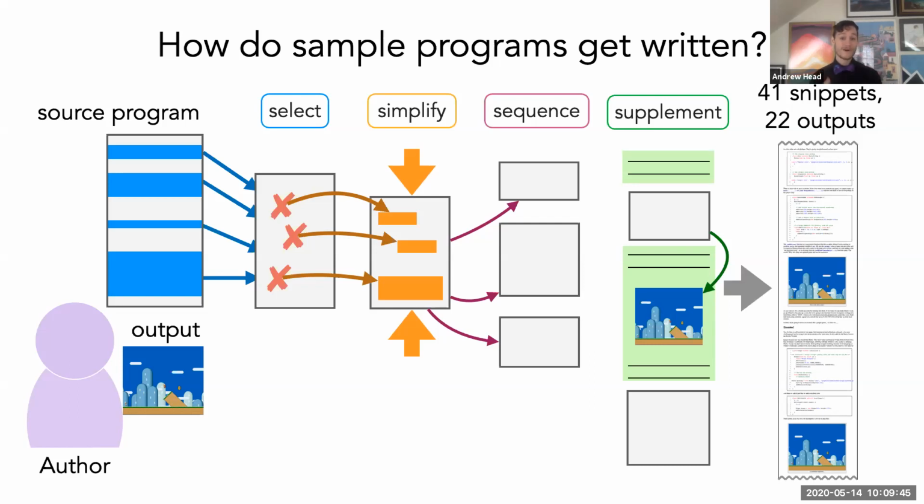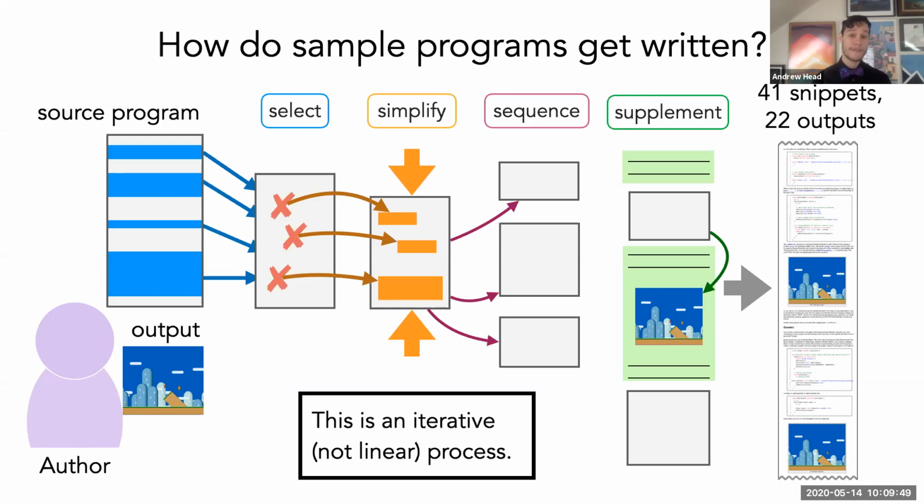And it's through these 4 tasks that an author ends up producing a sample program. And while the process looks linear in this slide, it's actually iterative. So an author might do a little bit of selection, a little bit of simplifying, split it into some snippets, go back, select a little bit more code, supplement it with text, and so on and so forth. This is a complex task that currently just doesn't have tool support for programmers.